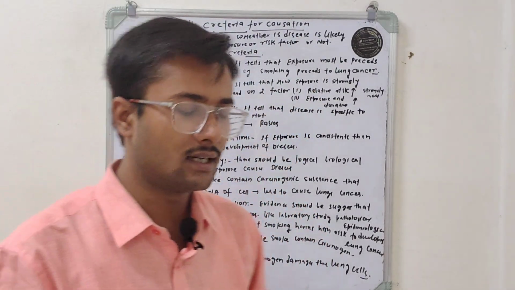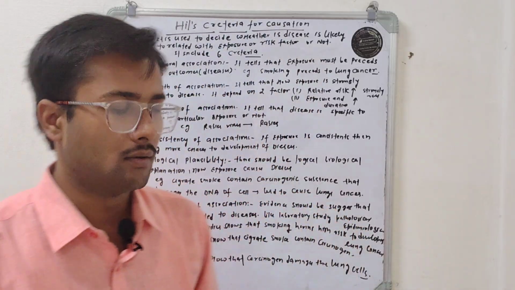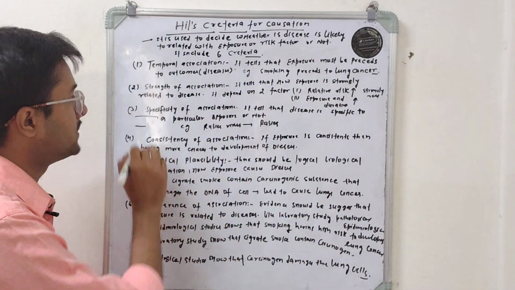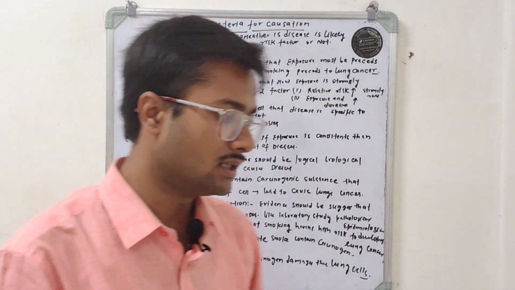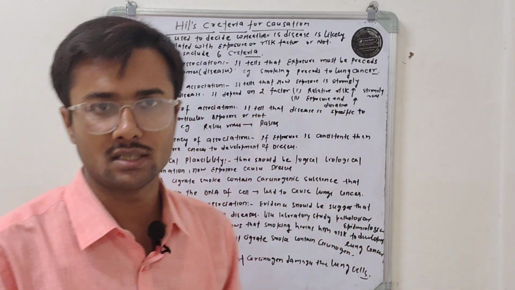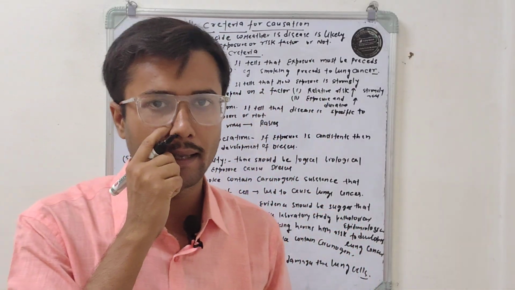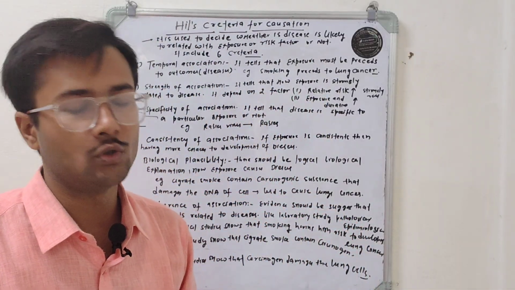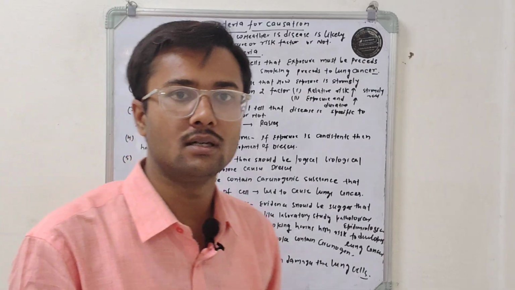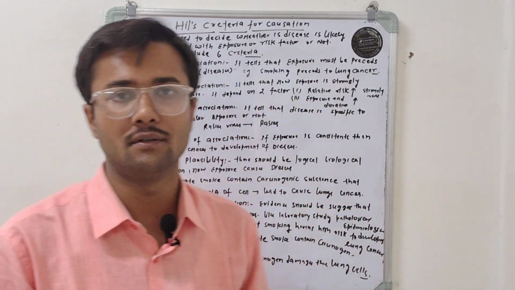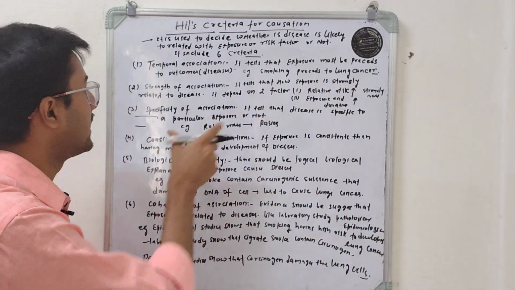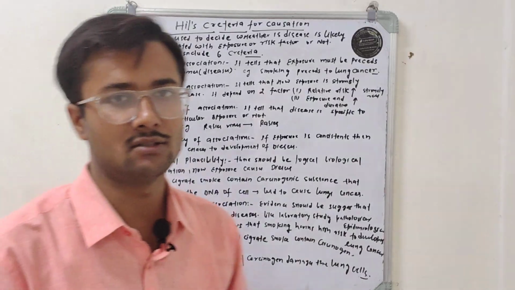Mostly the diseases are multifactorial, but according to this specificity of association, there is a one-to-one relationship between the exposure and the disease. But most of the diseases are multifactorial. It depends on more than one factor. So how do we satisfy this criterion, specificity of association?